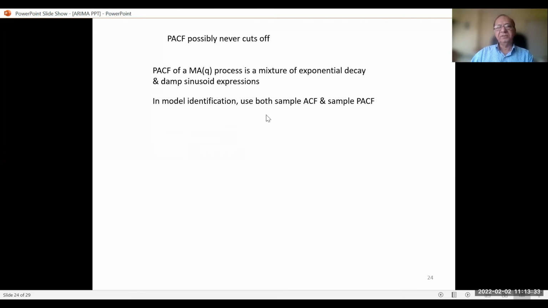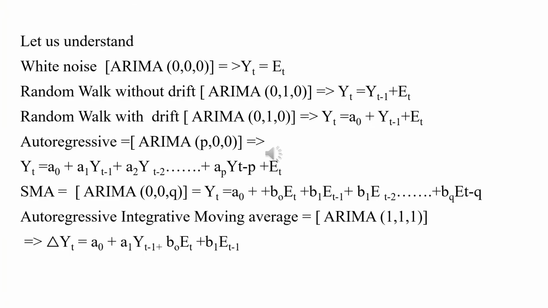In model identification, use both the sample ACF and sample PACF. The sample PACF will tell us how many lags of the dependent variable should be used, and the ACF will tell us how many lags of moving average should be used. We can do it in EViews.